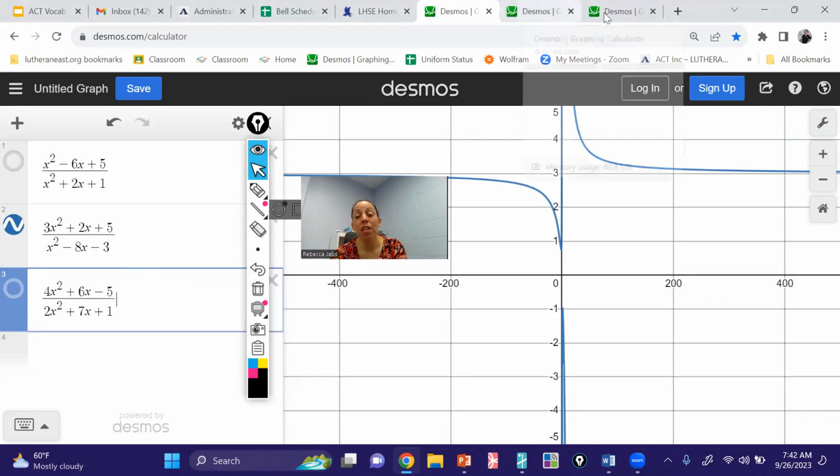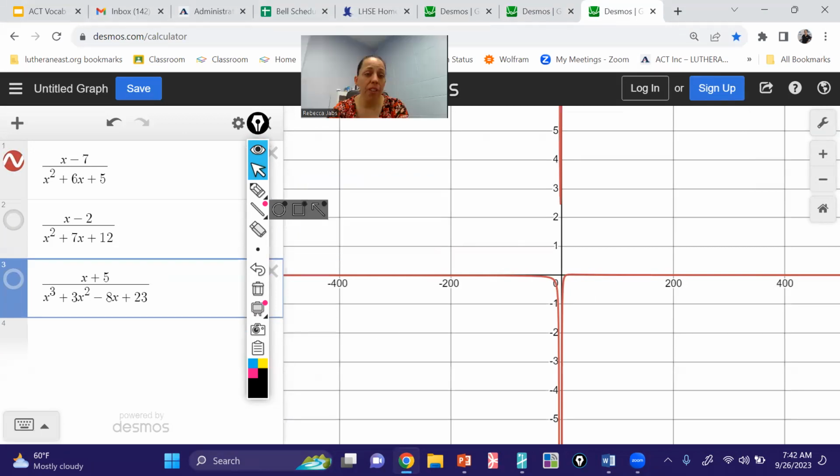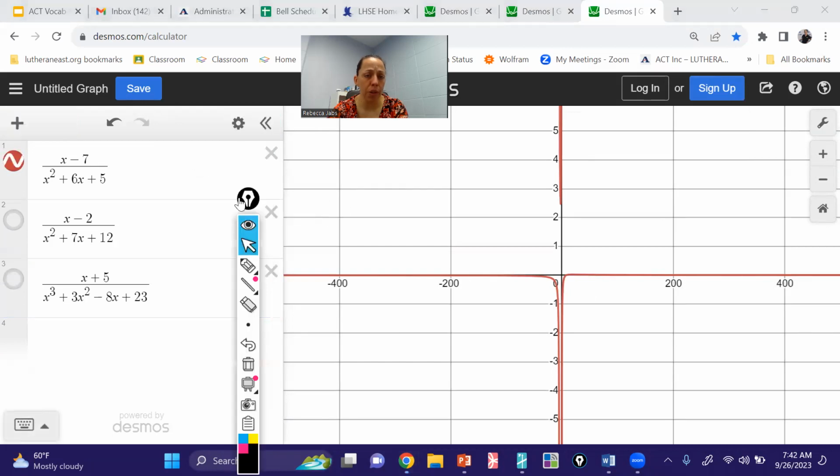Okay. And if you notice, I have one more Desmos app. So I'm going to click over here. We're now going to look at these equations. And these equations are kind of tricky a little bit. Excuse me, I did not mean to click that. I was trying to click this.